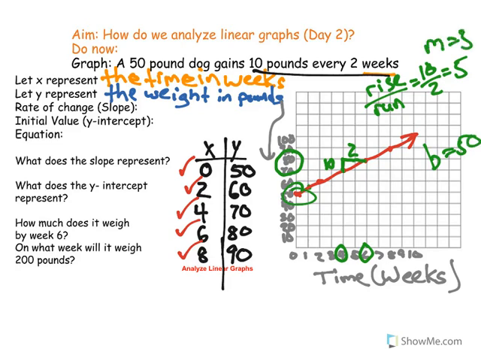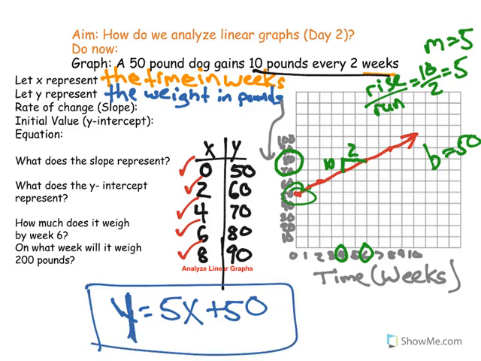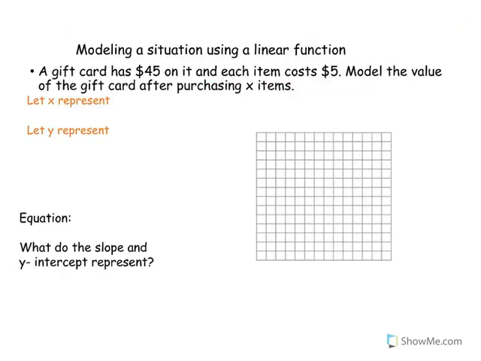So if m is 5 and b is 50, then my equation should be y equals 5x plus 50. And 50 is the y-intercept. That's our starting amount. That's the weight the dog started with. And the slope is 5. What 5 means is that it gains 5 pounds every week, because 10 pounds divided by 2 weeks means it gains 5 pounds every week.